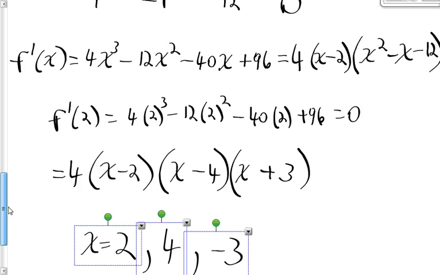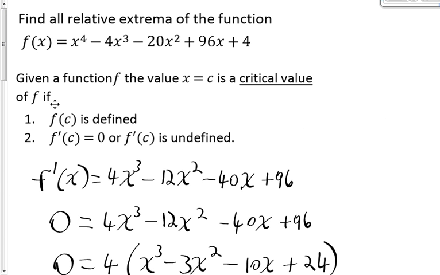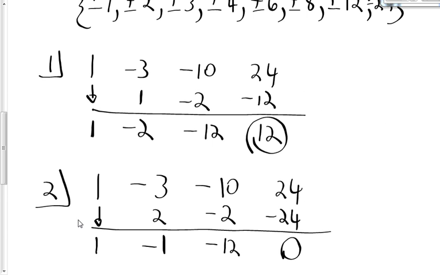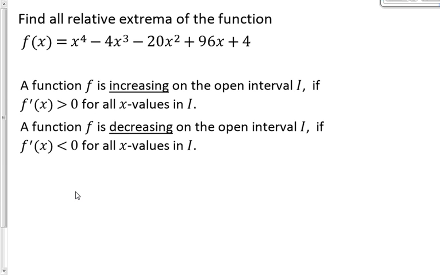The critical values, remember, given a function: x equals c is a critical value of f if, first, it has to be defined. All those numbers are defined. You can plug all those numbers into the original. And also, if you plug all those numbers into the derivative, f prime, you will get 0 as the answer. That's how we did it. We used synthetic division to find the zeros. Okay, so once we find the zeros, here's what we're going to do.